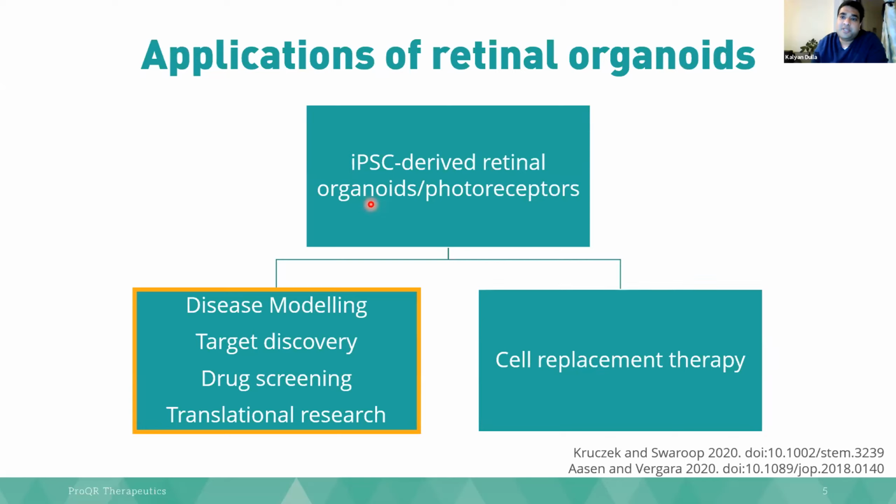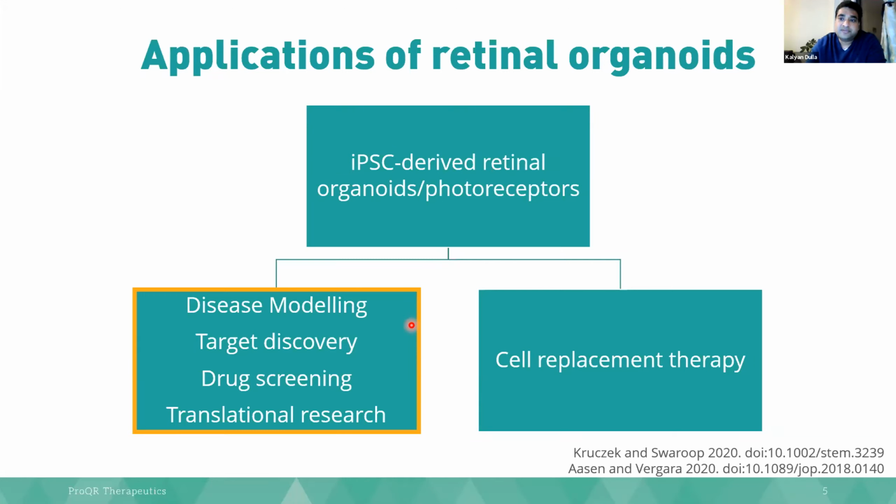Moving on, applications of retinal organoids for drug development. Broadly speaking, they can be classified into two groups. First, using iPSC-derived photoreceptors as a direct therapy for people with photoreceptor degeneration, that is clinical use. So stem cell replacement therapy. Second, using these models in the development of other therapies, that is research use.